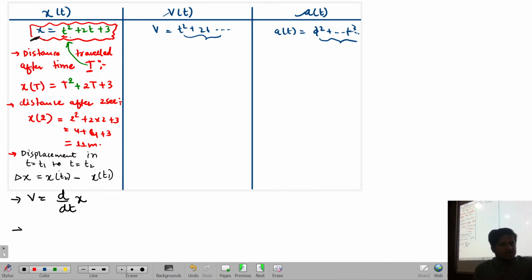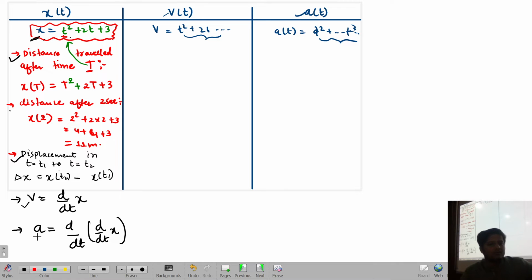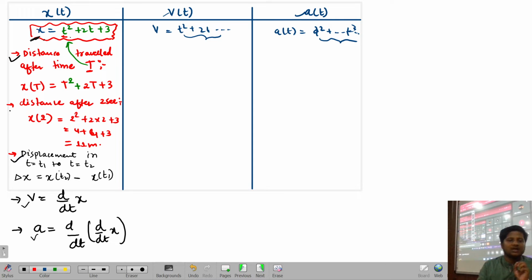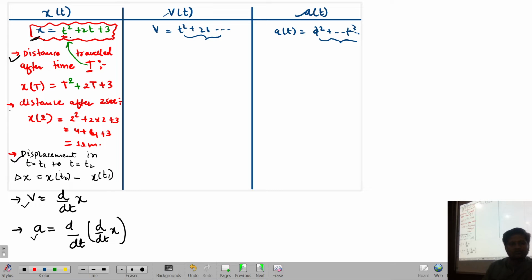Understood or not? If someone asks you to find the acceleration of the particle, you will have to do double differentiation. That means d by dt and again d by dt of x, and you will get the acceleration. So these are the forms of x of t. First, to calculate displacement, we use this kind of way. Then you can calculate distance and displacement. Then you apply differentiation to calculate velocity and double differentiation to calculate acceleration if your position-time equation is given. Understood? Easy peasy? Yes or no? Is something entering the brain or not?